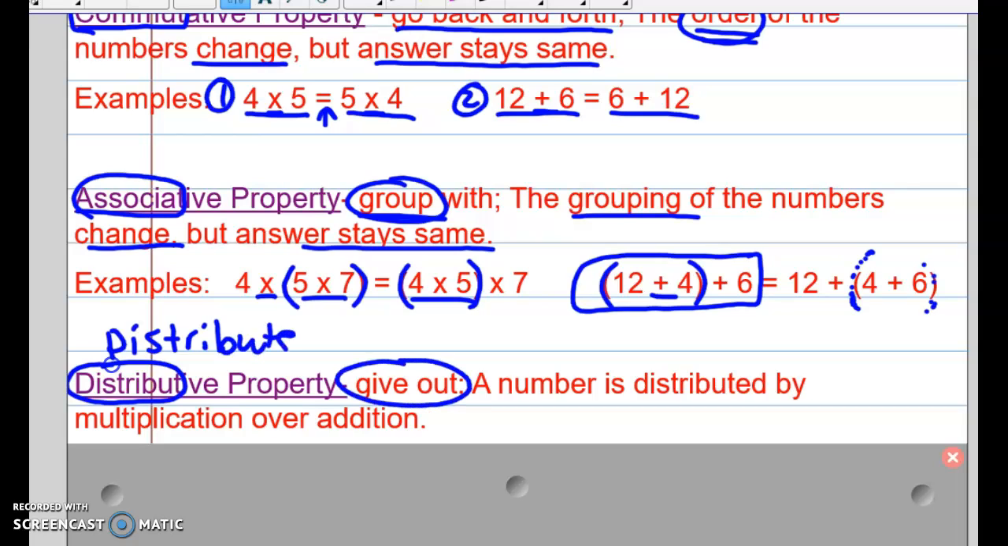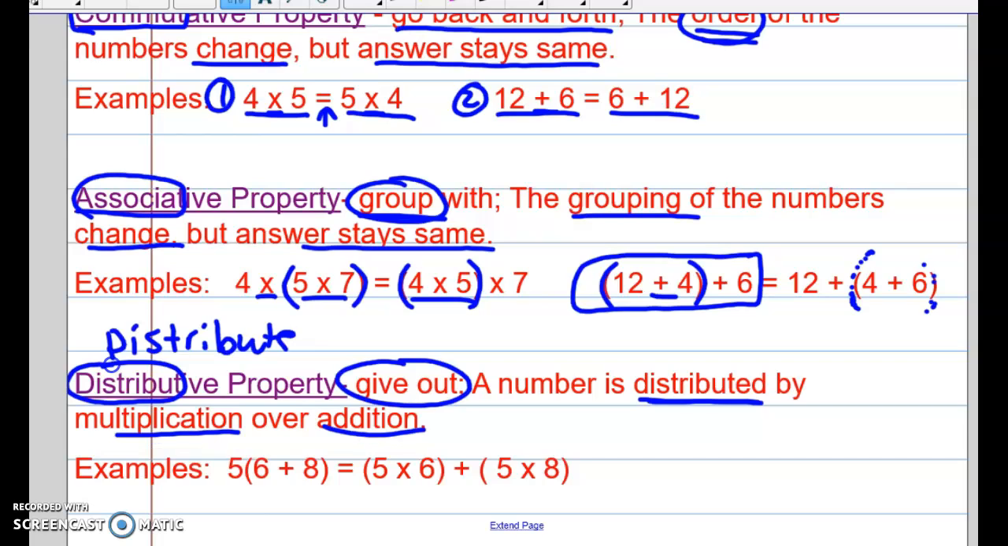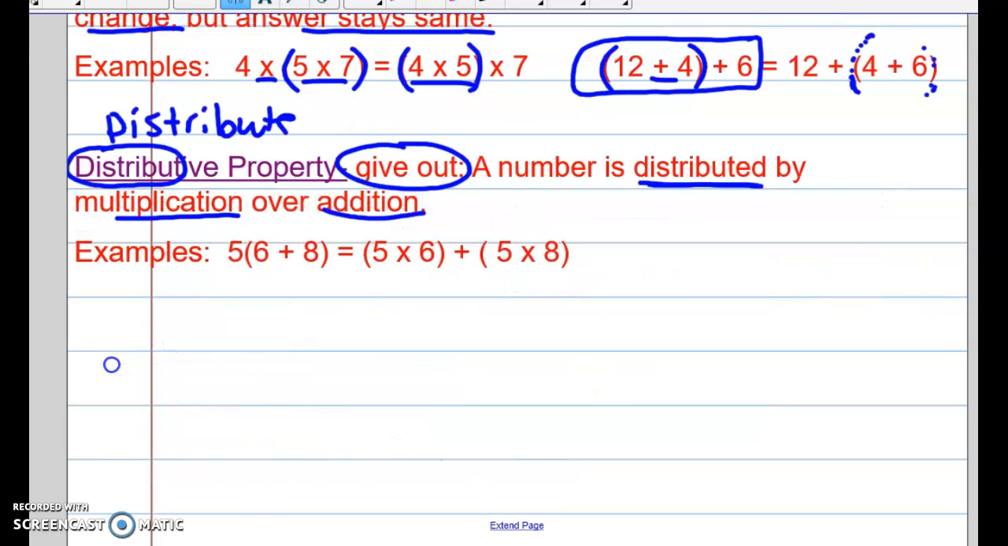means to give out. We've discussed this earlier. I distribute papers to you. That means I give out. Your mail carrier distributes the mail. They deliver it or give it out. So this property states that a number is distributed or given out to multiplication over addition. This one you should be able to recognize easily because, like I said, we did this earlier in the school year. If you will, pause your video and copy the example that you see on the board.